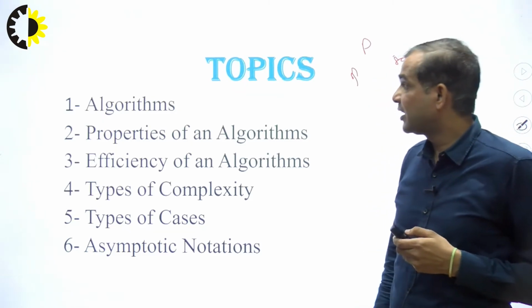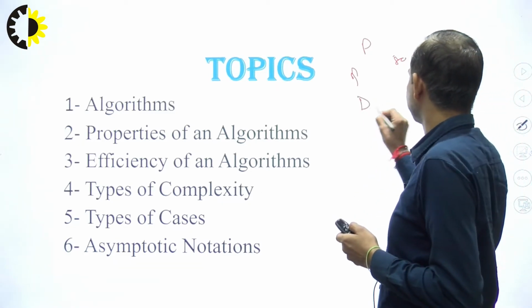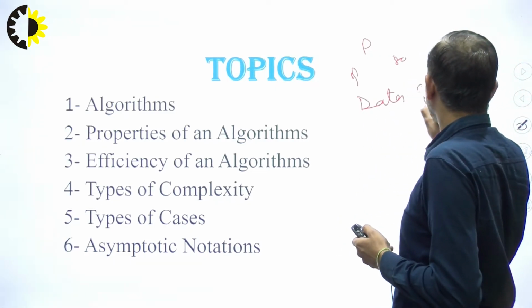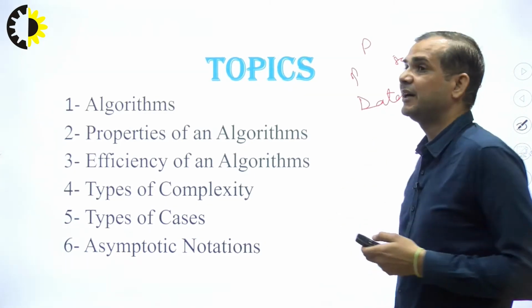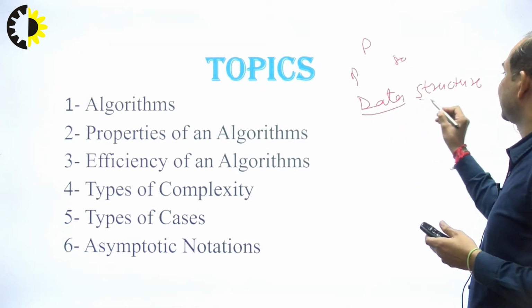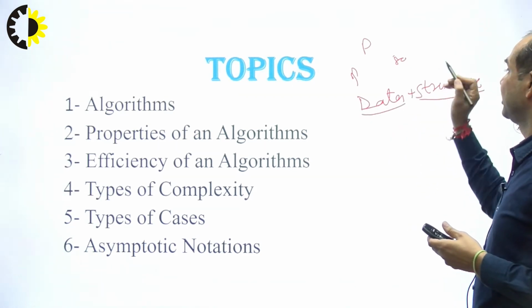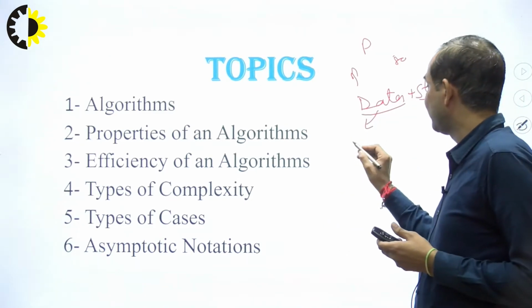So before starting this algorithm, firstly we have to discuss what is data structure. If I am talking about the data structure, we can say that it consists of two words. Number one is data, second one is structure. Data, what is data? Data is a set of values.